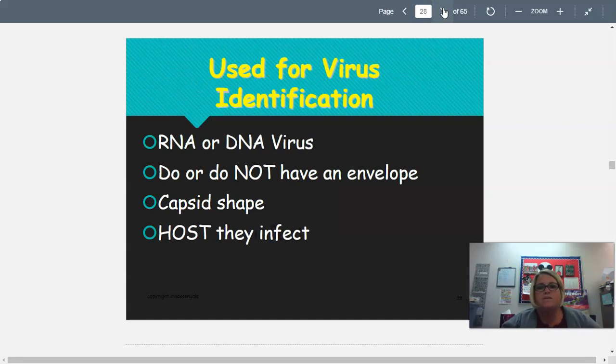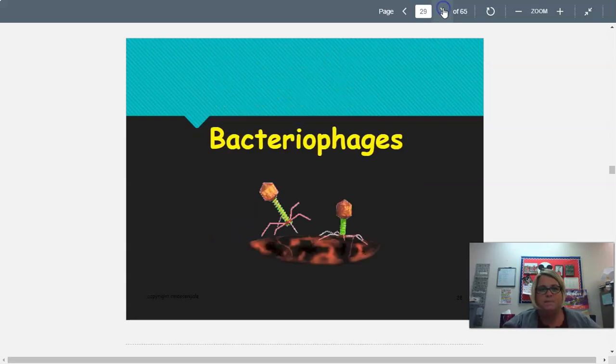So there's a couple different ways you can identify a virus. Whether it has RNA or DNA, they'll have one or the other, so that's going to help classify them. If they do or do not have a protective envelope, what the capsid shape is, and what host they affect, or infect, not affect, infect, okay?